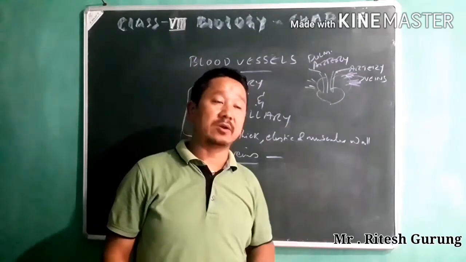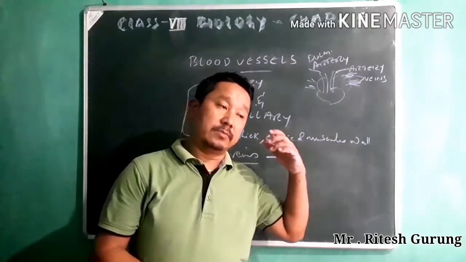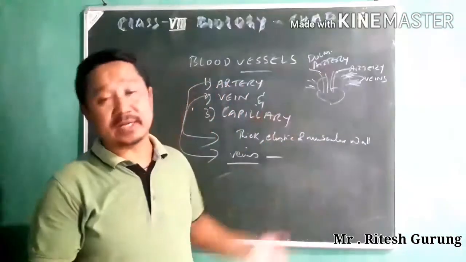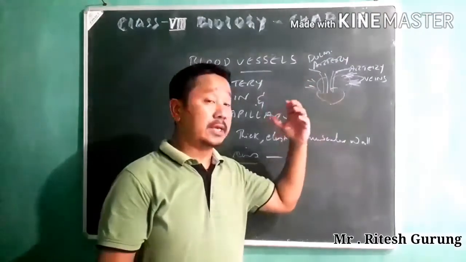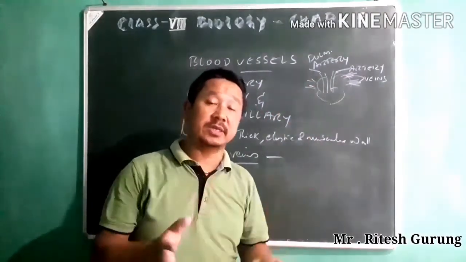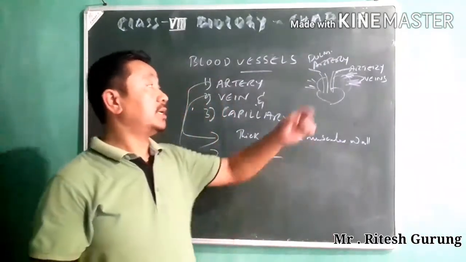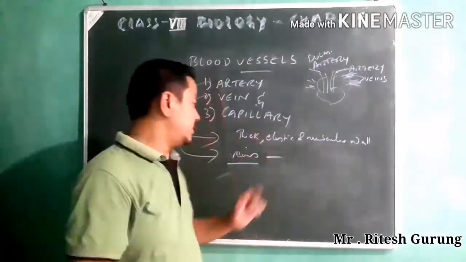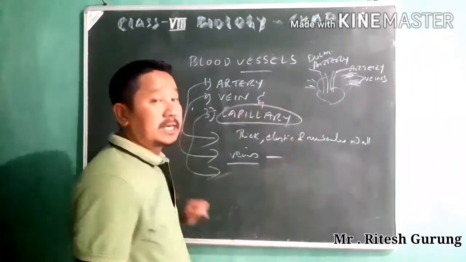These veins are also of two types: veins and pulmonary veins. Whatever it is, their function is to collect the blood from different parts of the body into the heart. Then the third type of blood vessel we have is the capillary.